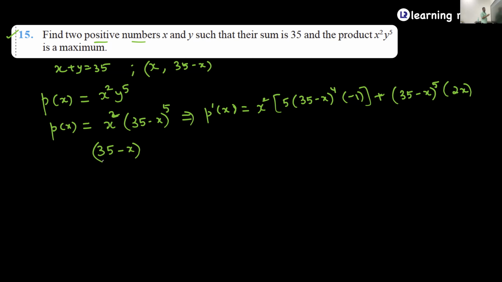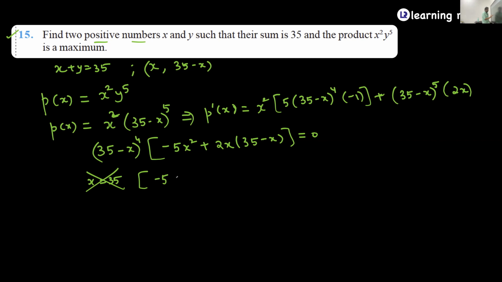Okay. So 35 minus x the whole power 4 into minus 5x square plus 2x into 35 minus x. Okay. So if I equate this to 0 for maxima or minima, x comes out to be 35, which is ruled out. Then what about this case? You have minus 5x square plus 70x minus 2x square is equal to 0.